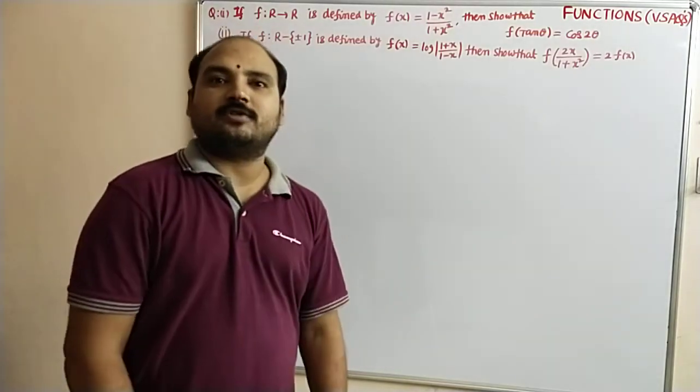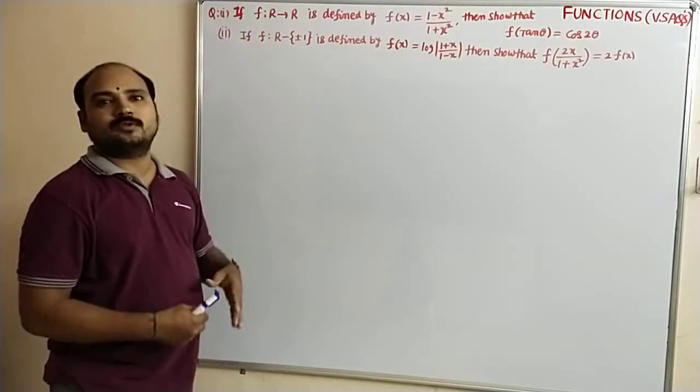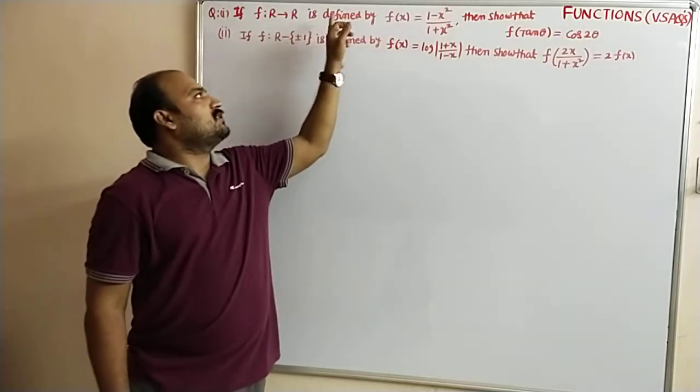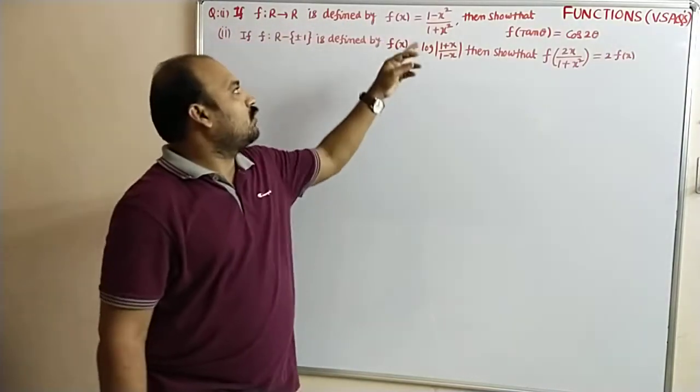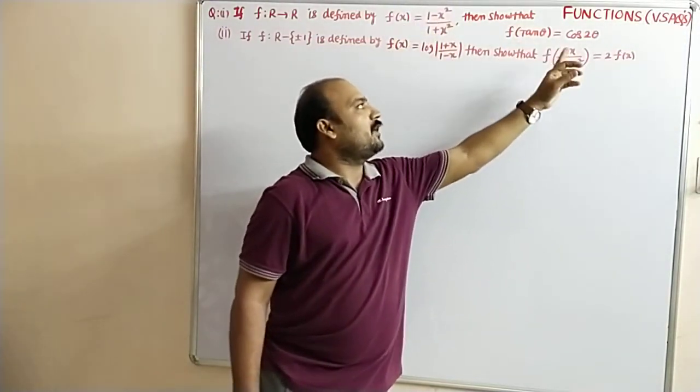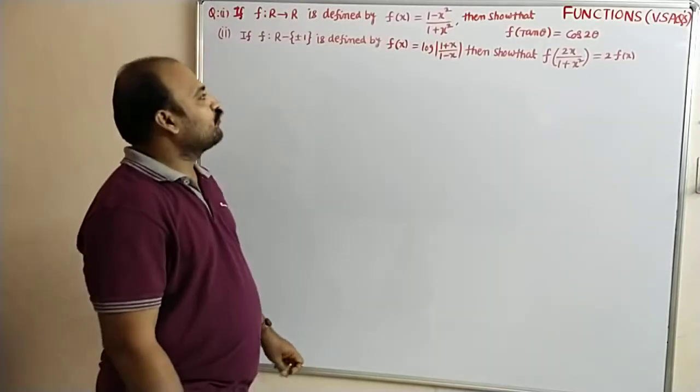The next questions are very important for VSQs. First question: f from R to R is defined by f of x equal to 1 minus x square by 1 plus x square. Then show that f of tan theta equal to cos 2 theta.